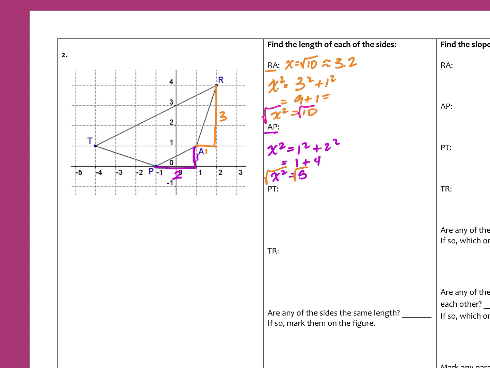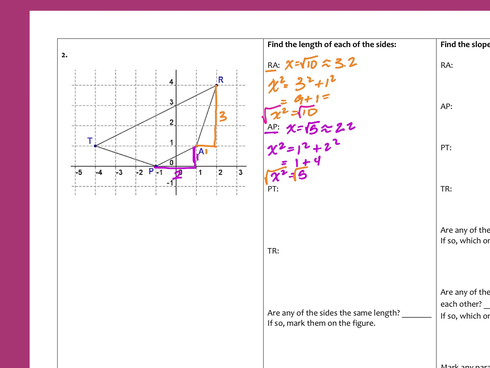So what is x going to equal? What's the square root of 5? 2 something. I think it's 2.2, right? 2.24? 2.2. Okay.